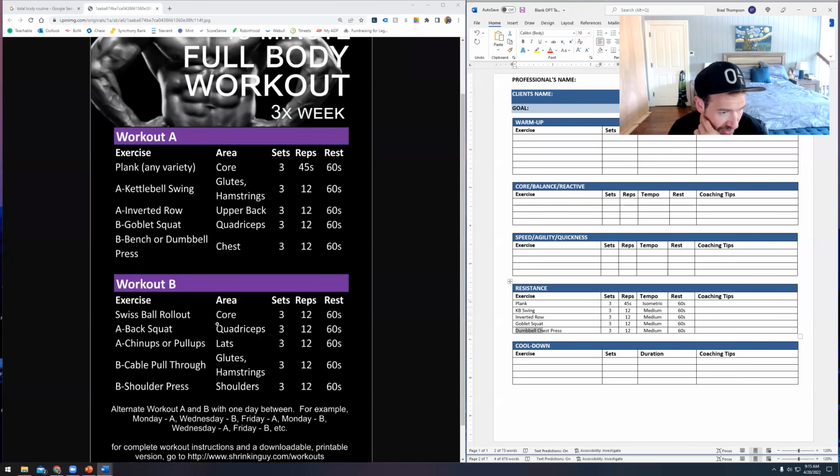Over here, let's see what their second workout is. Swiss ball rollout. That's a super great core exercise. I love that exercise. Back squat, chin ups. So that's very much upper back. Cable pull through. I don't love cable pull throughs, but that's not bad. And then a shoulder press. So it's kind of splitting between chest and shoulders.